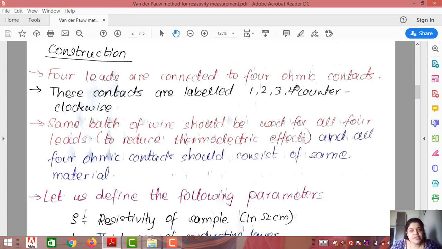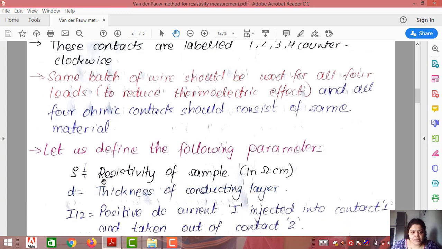Now these contacts can be made using metals. That is, platinum is generally used to make contacts. These contacts are labeled 1, 2, 3, 4 counterclockwise. Counterclockwise means anti-clockwise. The same batch of wire should be used for all four leads. Whatever leads or cables you are using at the four different contacts, the wire should be of the same material, so that there is no thermoelectric or temperature effect. All the ohmic contacts also should consist of the same material.